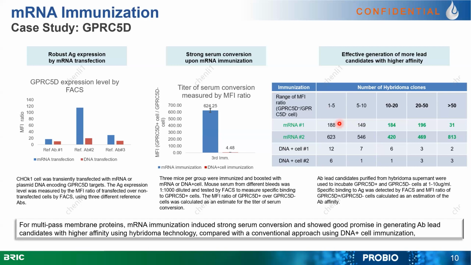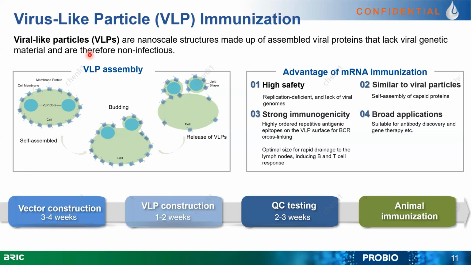Besides mRNA, VLP is another powerful tool for immunizations. Similar to antigen overexpressing engineered cell lines, the VLP approach also relies on mammalian cells to display the transmembrane antigens. However, it takes a step further by a process called budding. The VLP core will be encapsulated by the lipid bilayers and released from the cells, and the target antigen will be expressed and stabilized on the lipid bilayers.